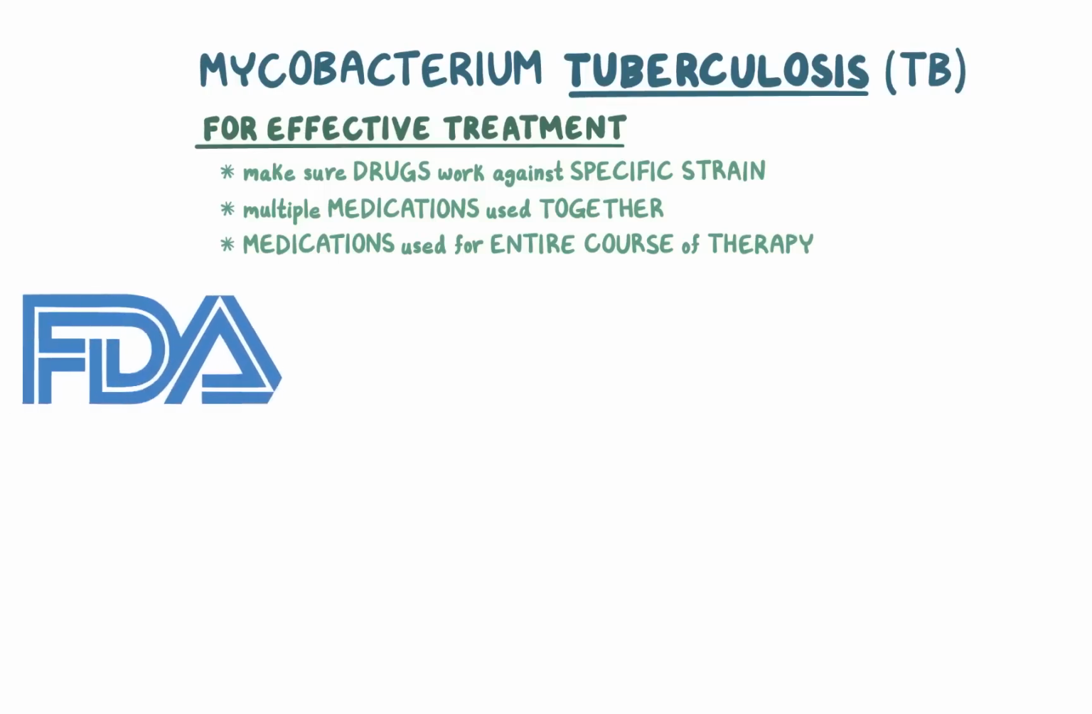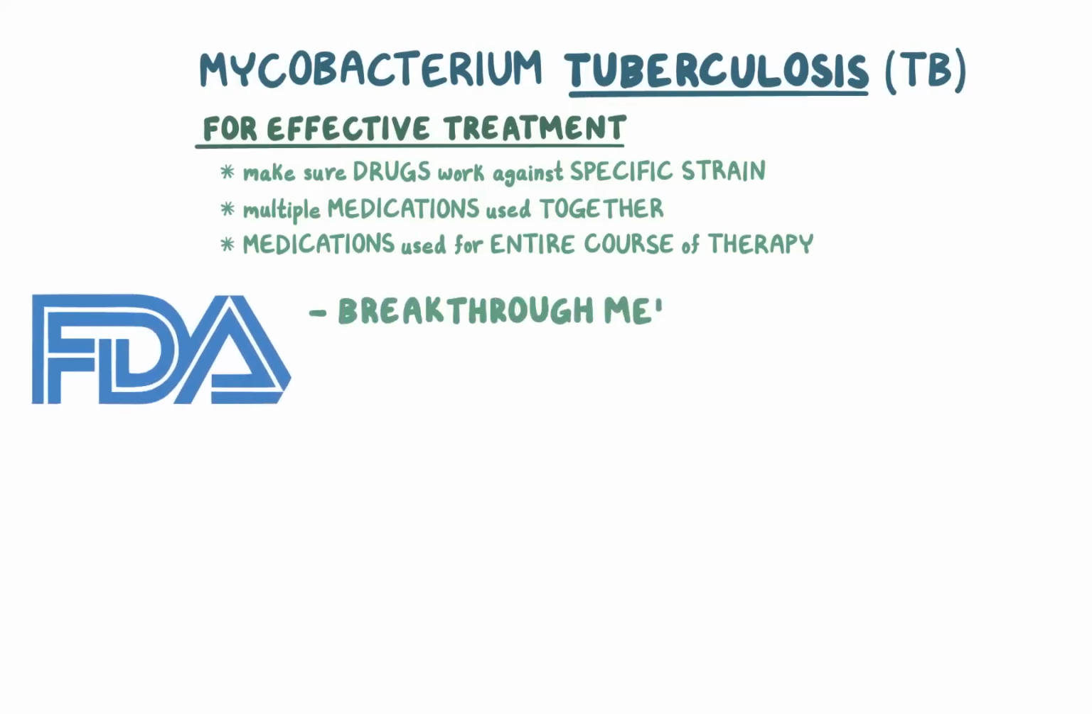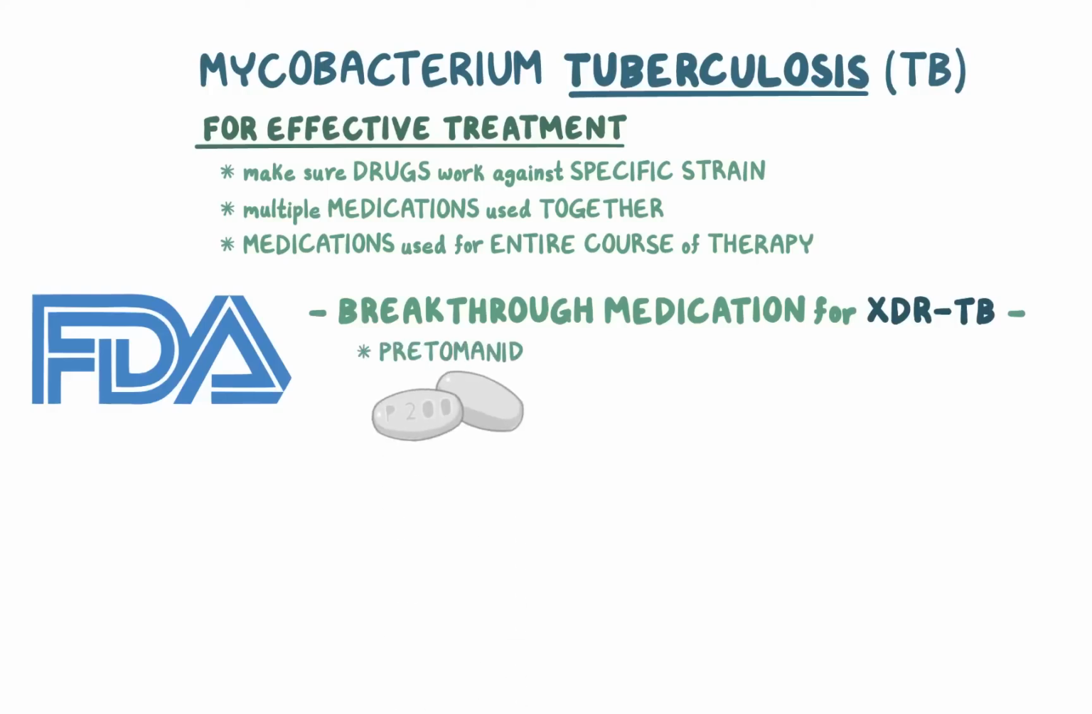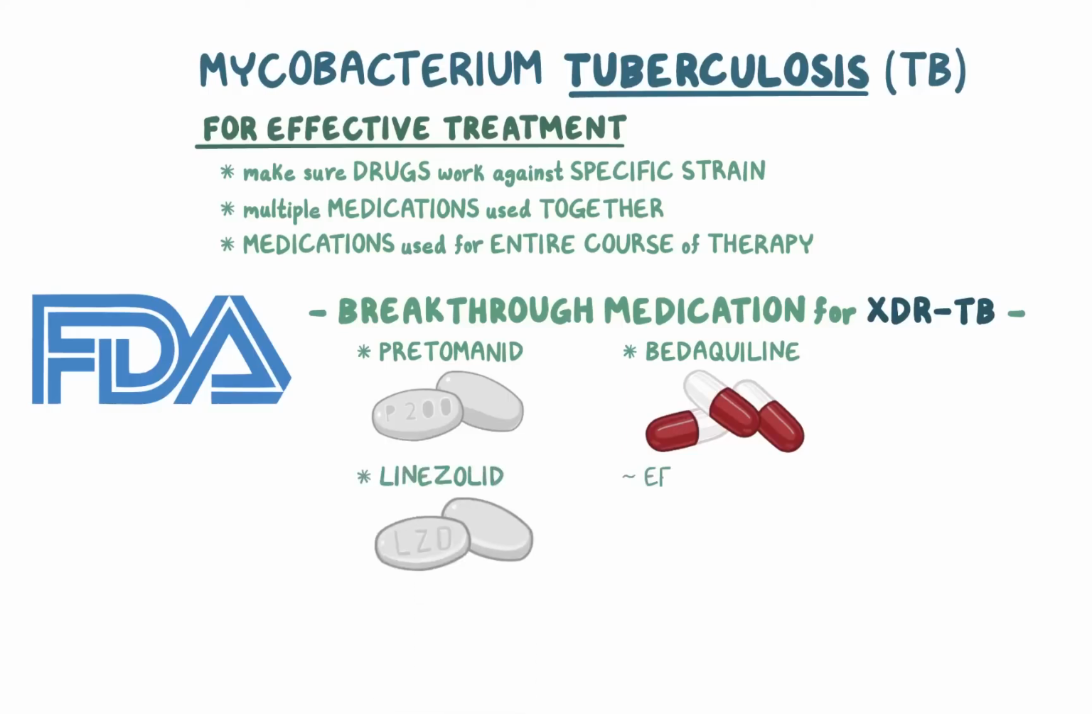Recently, the US Food and Drug Administration has approved a breakthrough medication for XDR-TB, called pretomanid. According to recent studies, a combination of pretomanid, bedaquiline, and linezolid has been effective for almost 90% of XDR-TB cases. As an added bonus, this combination therapy can be taken orally, and is also very well tolerated compared with other XDR-TB drug regimens.